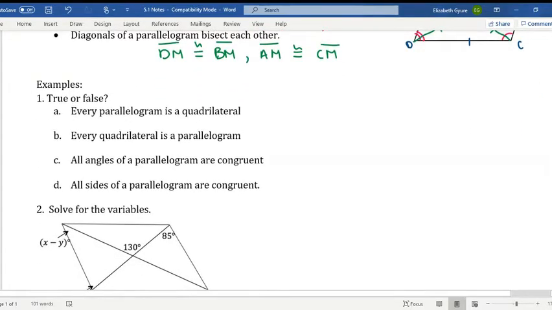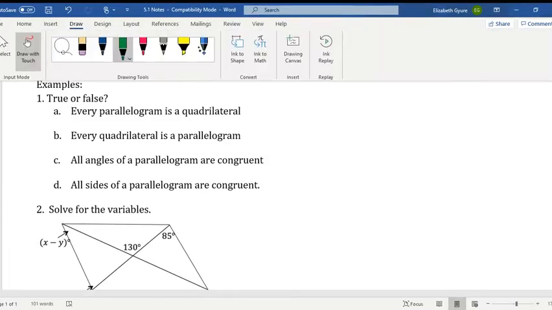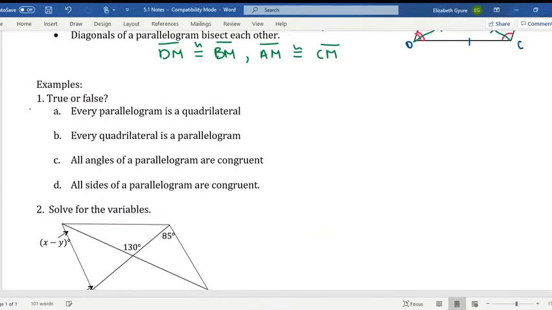So first, just a couple true or falses. A, every parallelogram is a quadrilateral. That is true. If you go up to the definition of a parallelogram, it is always a quadrilateral. B, every quadrilateral is a parallelogram. This would have to be false.